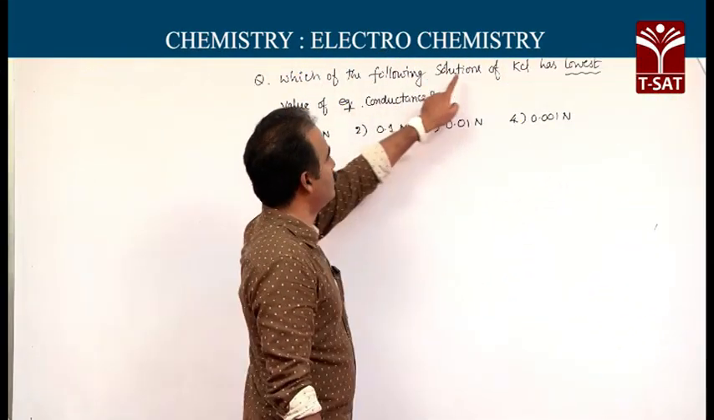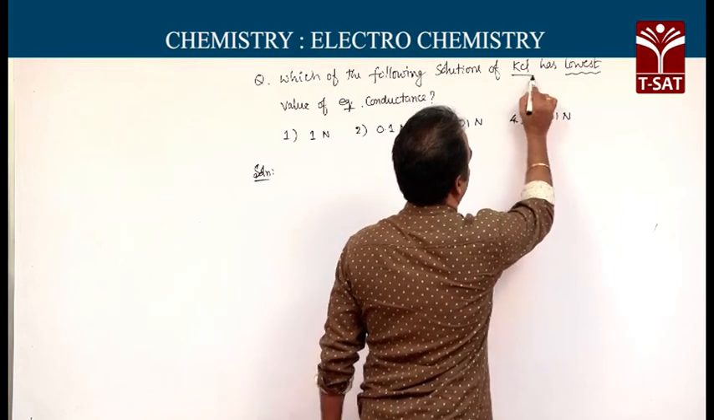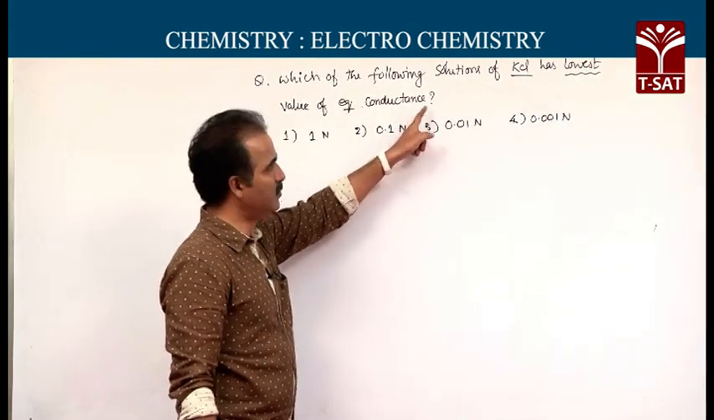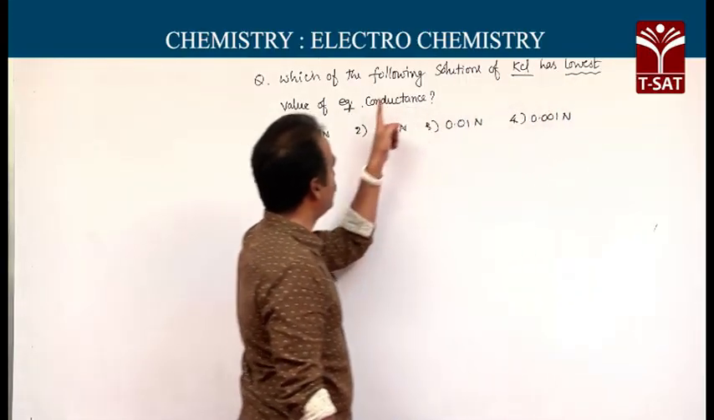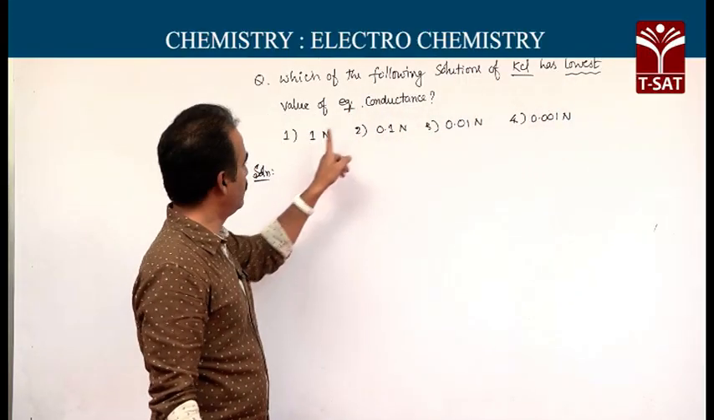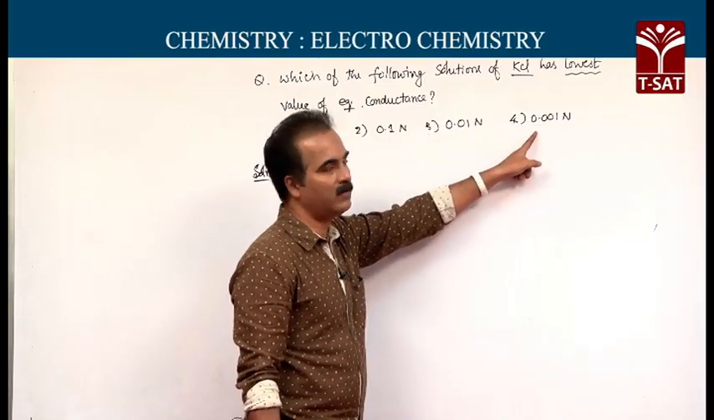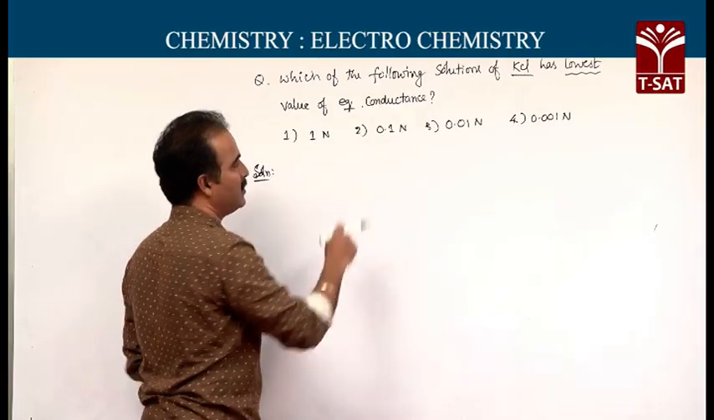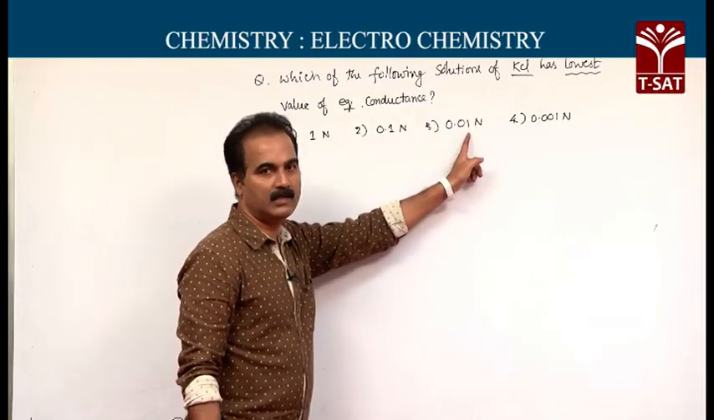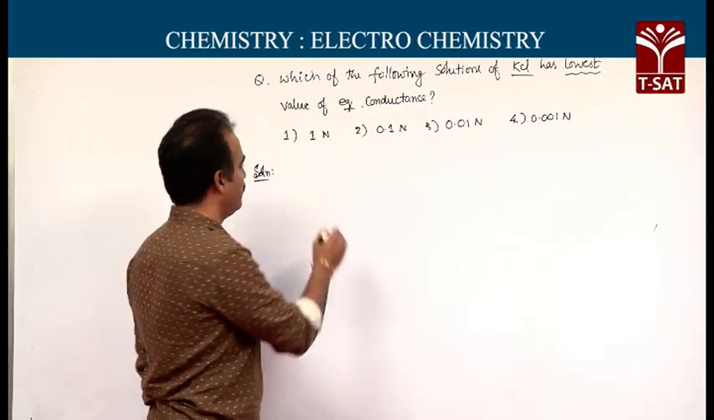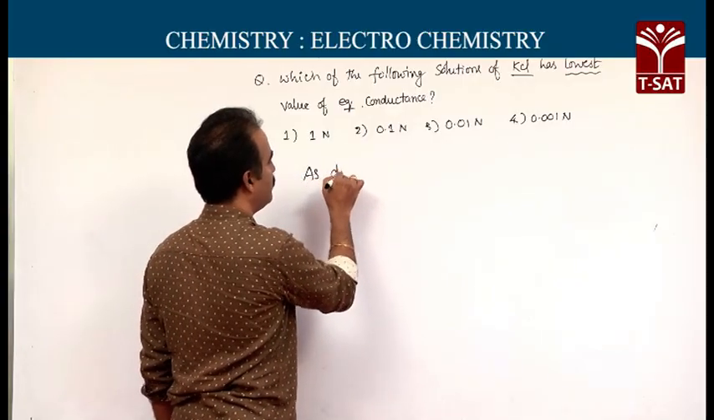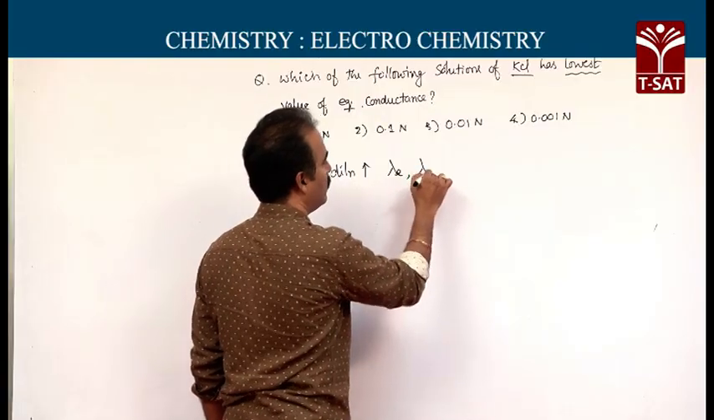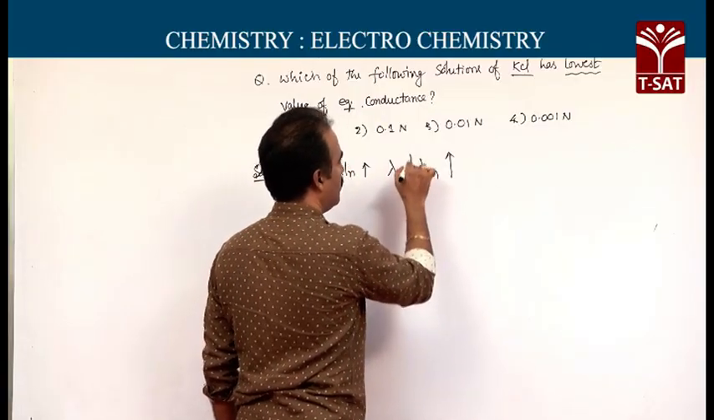Which of the following solutions of KCl has lowest value of equivalent conductance? So, we want to find lowest value of equivalent conductance. You are given 4 different concentrations, and you know how equivalent conductance is dependent on concentration, or dilution. We have learnt as dilution increases, the equivalent conductance or molar conductance both will increase.